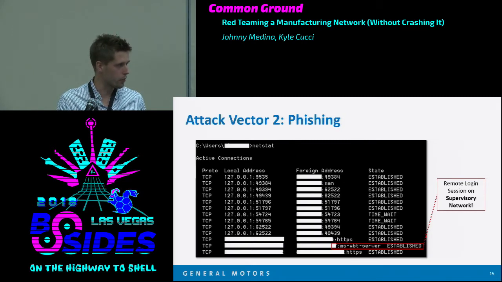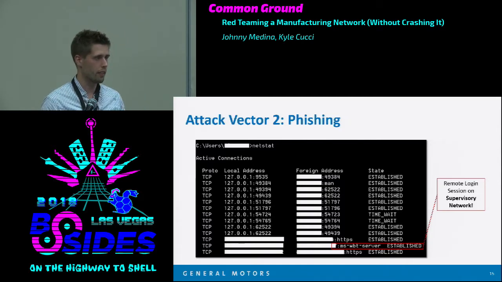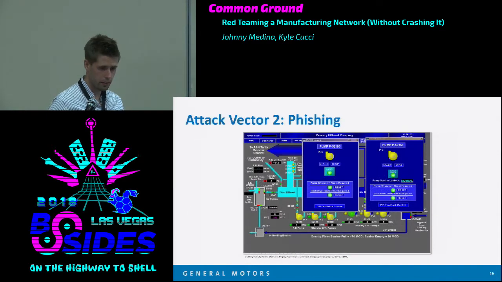In our case, we just used netstat, like the most basic Windows tool ever. And we found that this systems administrator had an RDP session open to a system on the supervisory network, which was one layer down, and that's one of our target networks. So we were able to log in to this person's RDP session and access this HMI.